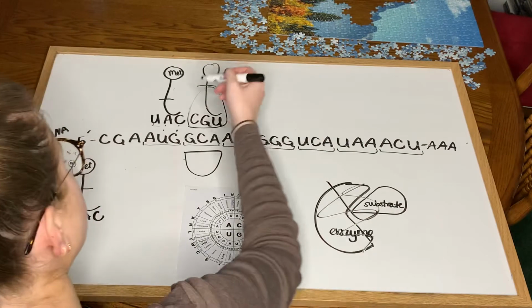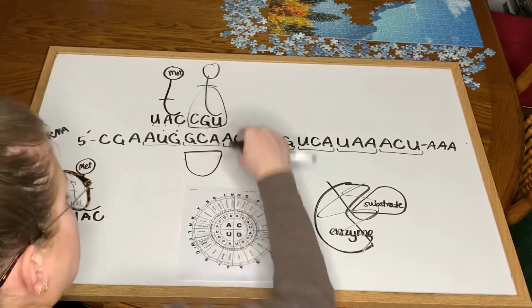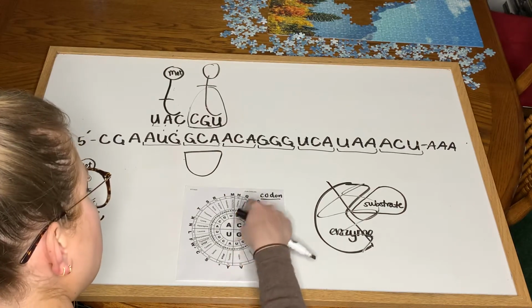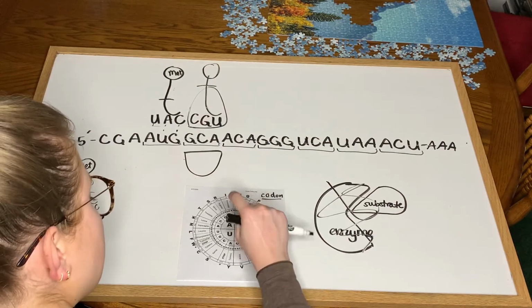All right? So make sure you're reading the codons, and not CGU. Oh, I even made the mistake. You need GCA. Make sure you're doing the right one.